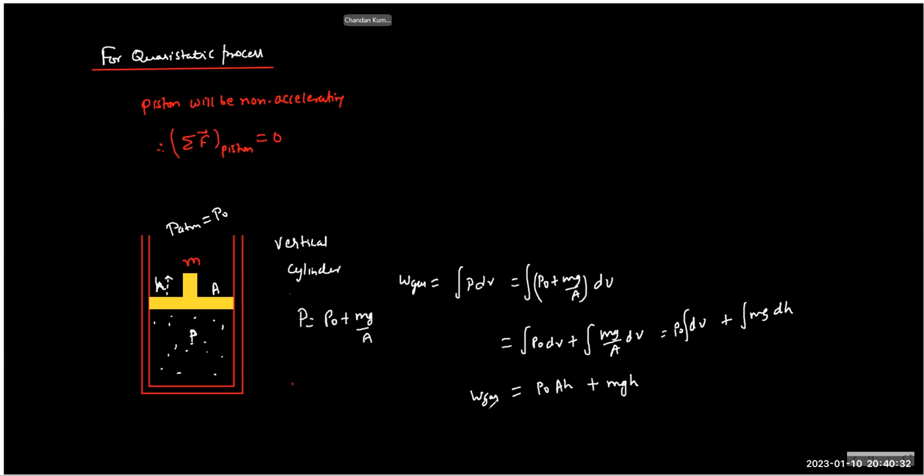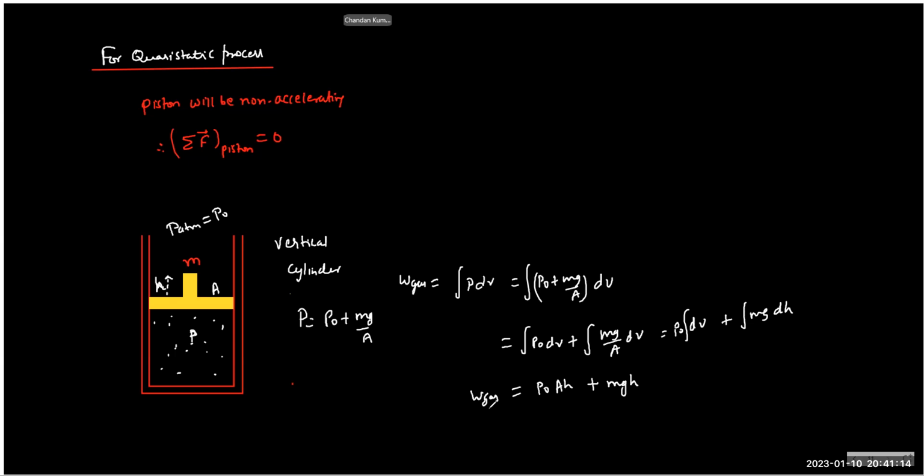So how much energy will the atmosphere consume if you want to compress it? Pressure into volume change, right? P naught Ah. Am I right? Because the atmospheric pressure is constant and we know the volume change is Ah, isn't it? Yes. And because the piston has gone up by h, you have also increased the potential energy of the piston by what value? mgh. So to increase the potential energy of the piston or to compress the atmosphere, we need some energy, and all of this energy will come from the gas itself.